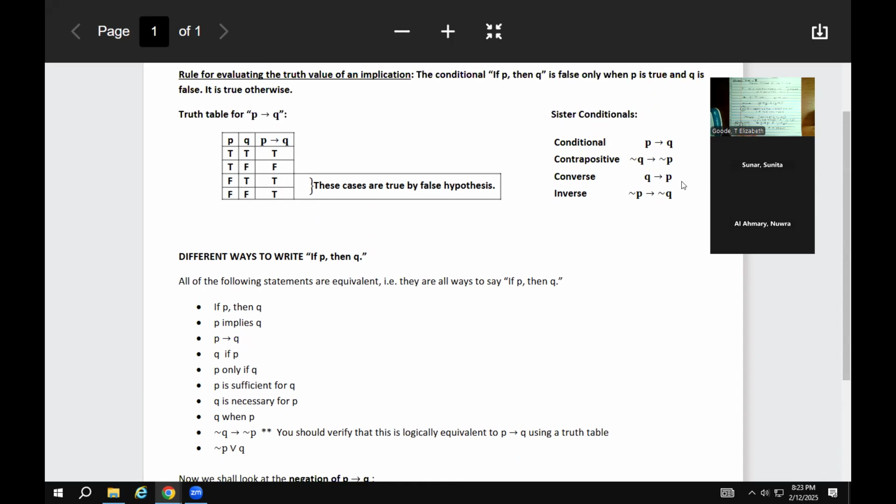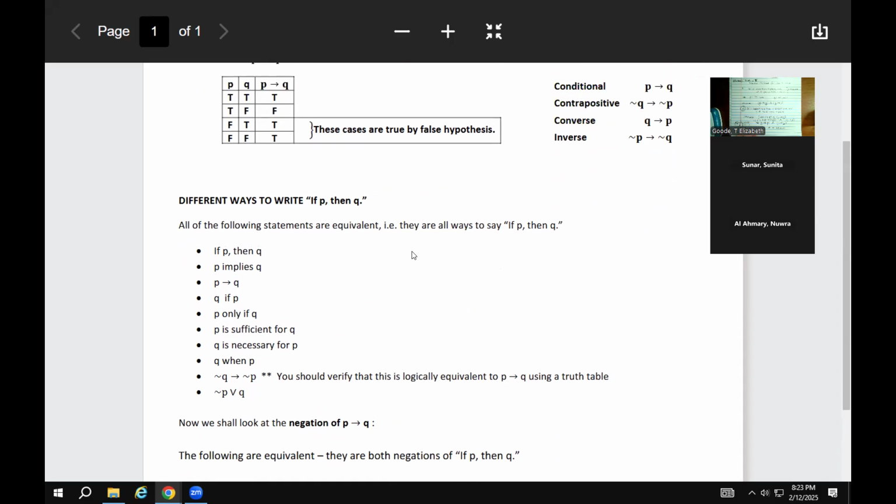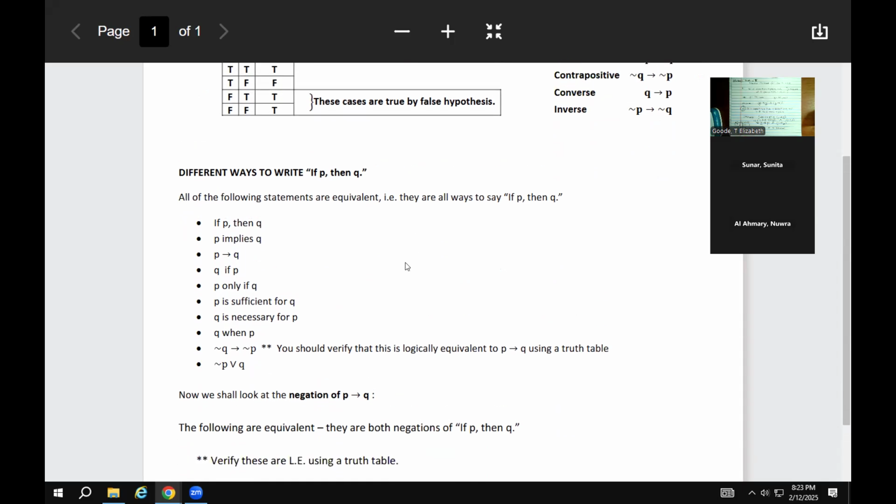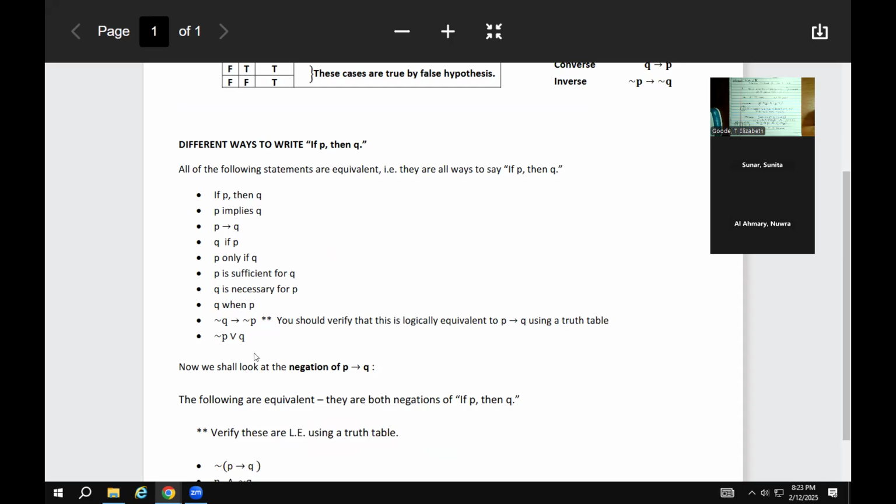You just have to switch the P's and Q's to see it. Okay, the converse switches Q and P, so it is not the equivalence. And there is one other way to say if P then Q, and it's actually an or statement: not P or Q.